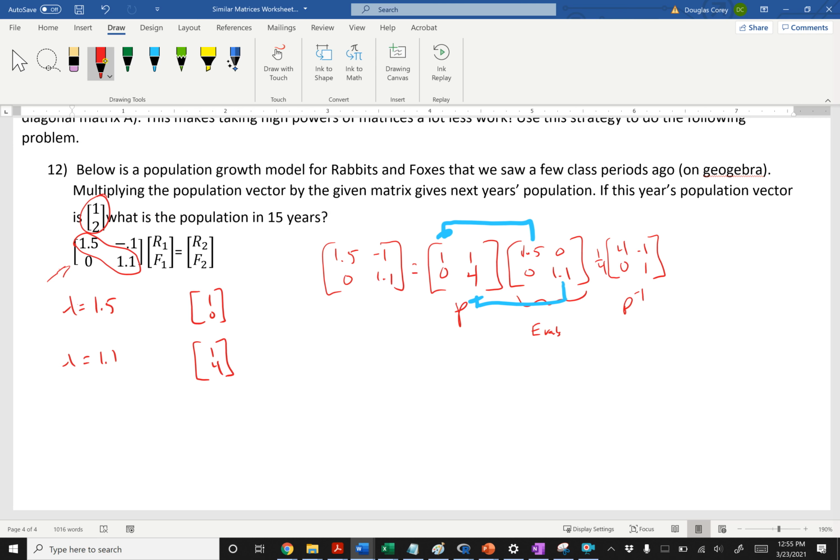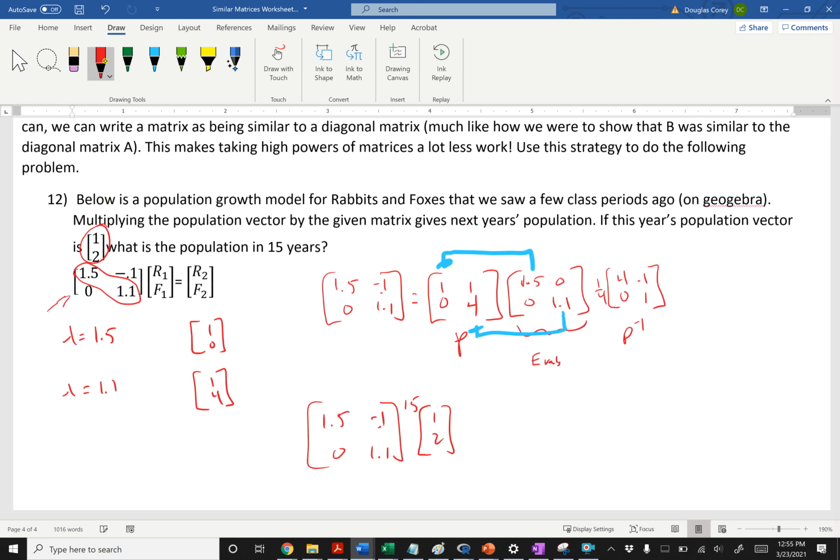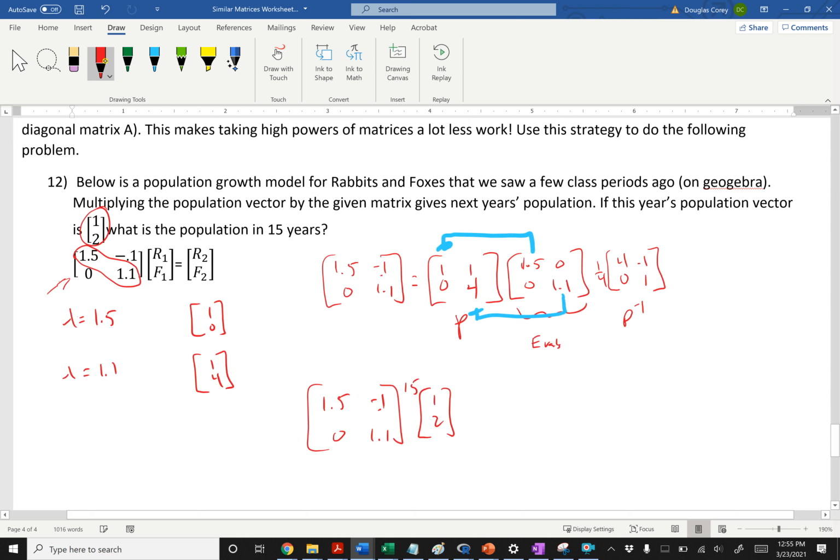And now why did I do all that? Well, I need to figure out what [1.5, 0; -0.1, 1.1] to the 15th power times [1, 2] is. So that's our initial population, actually to the 14th power if I want to find it in year 15. Oh no, in 15 years, so we'll do 15 there. If it said in year 15, then it would be 14 more years. But that's hard. That's going to take a long time.